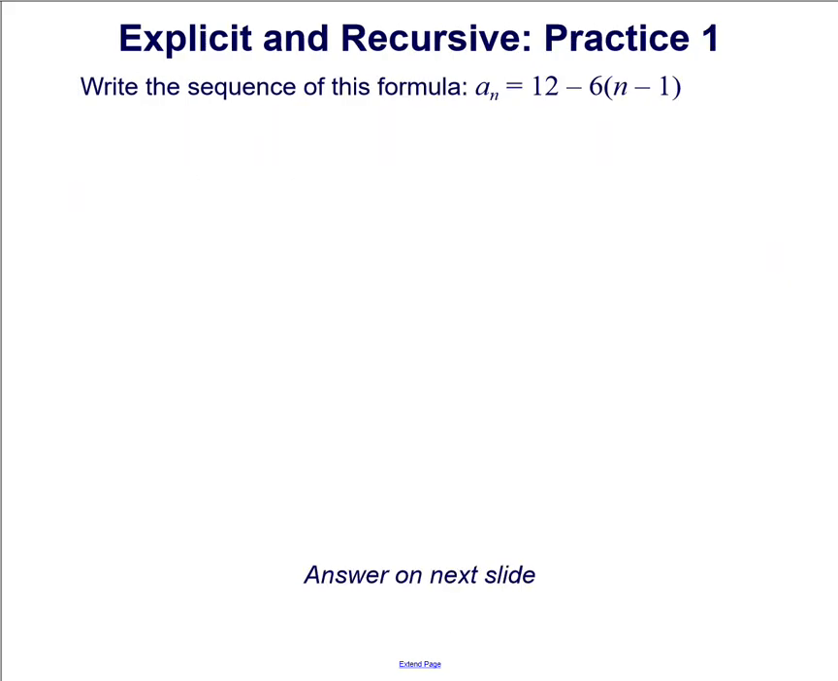Explicit and recursive formula practice number 1. Write the sequence for this formula, where a sub n is equal to 12 minus 6 times n minus 1. So this actually is the explicit formula, which is used to find any term in a sequence without knowing the previous term.